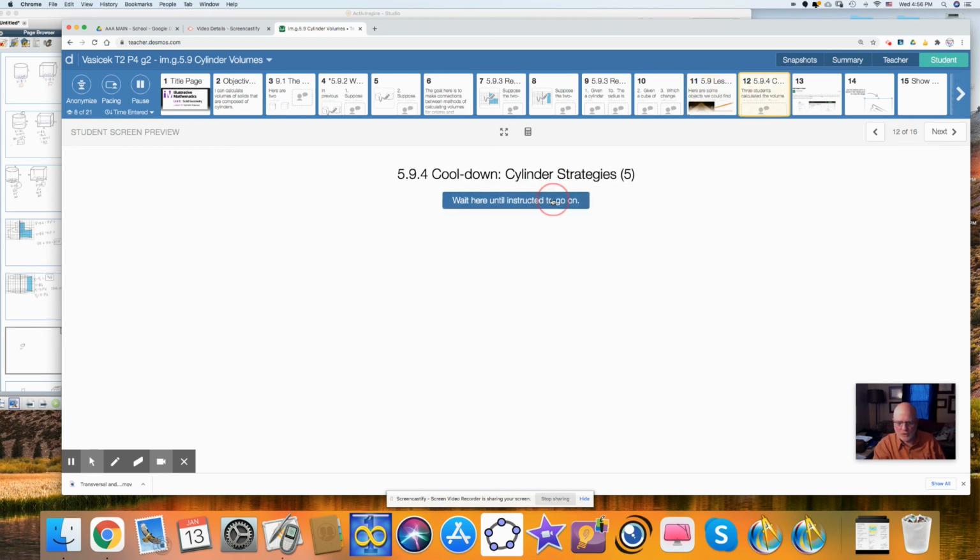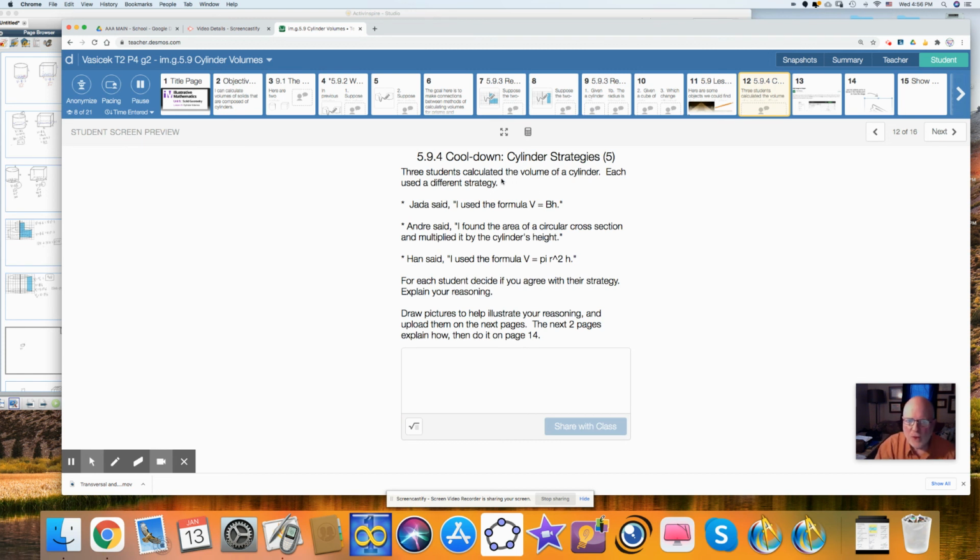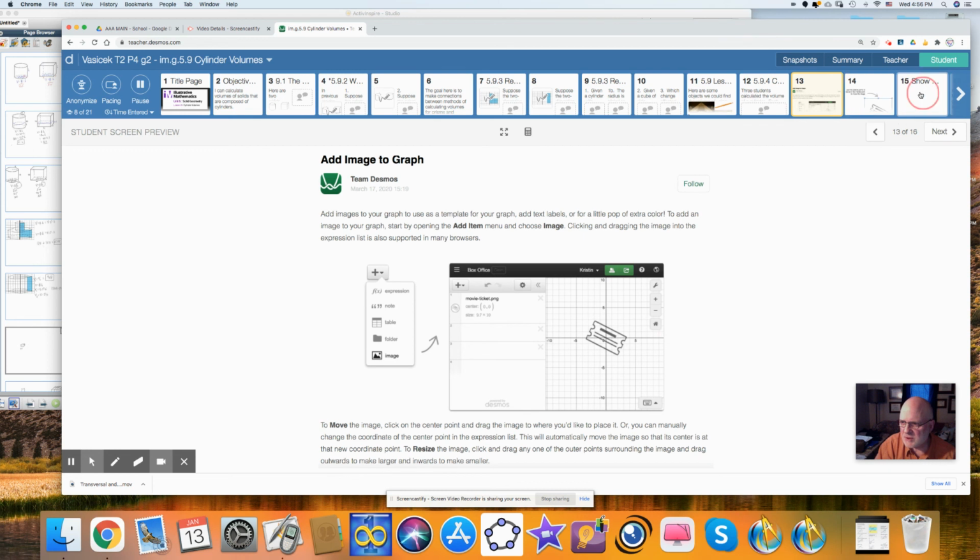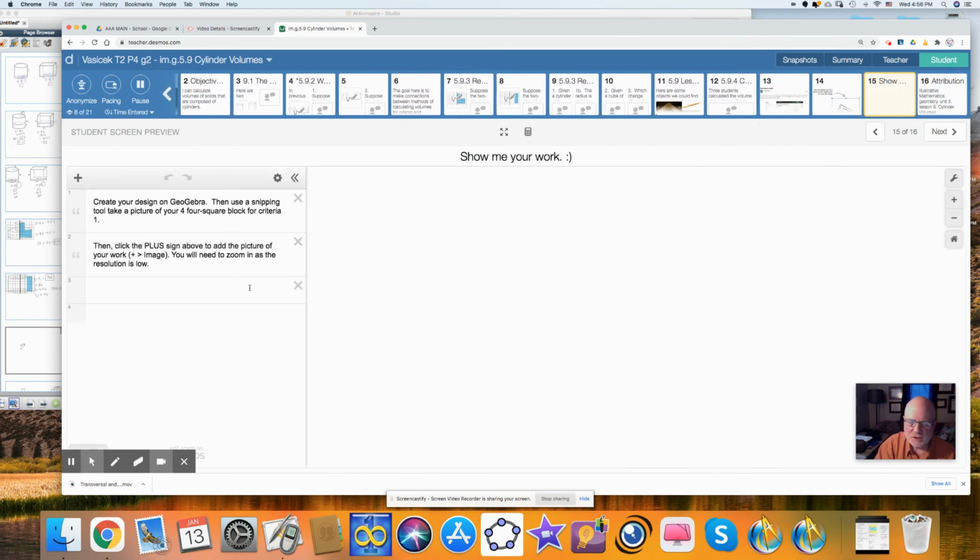And for the cool-down, there's this cool-down activity for you to try. And you were supposed to upload a picture of it, which is how you do that. And there's just some explanations on how to do that.